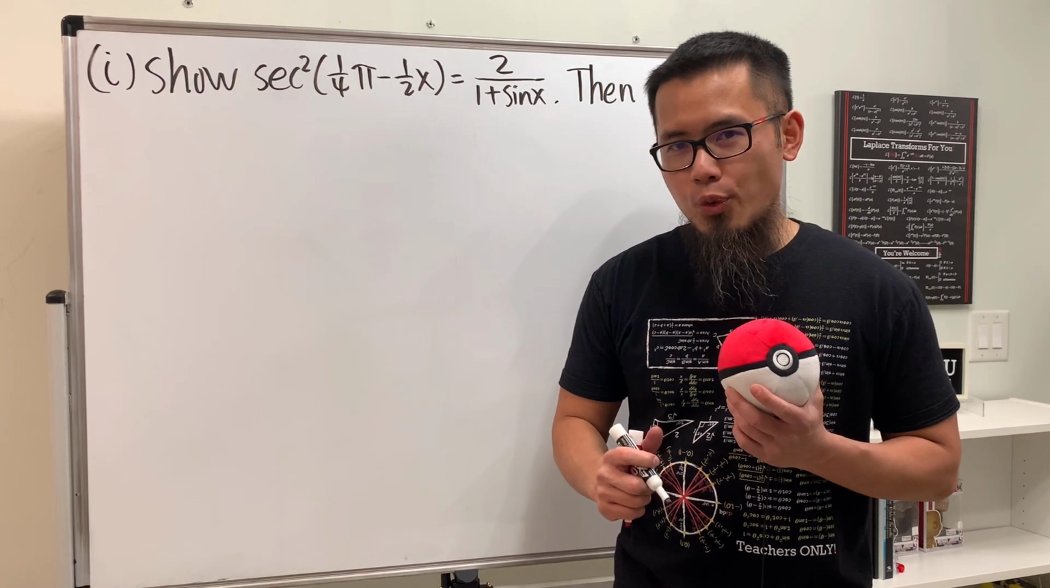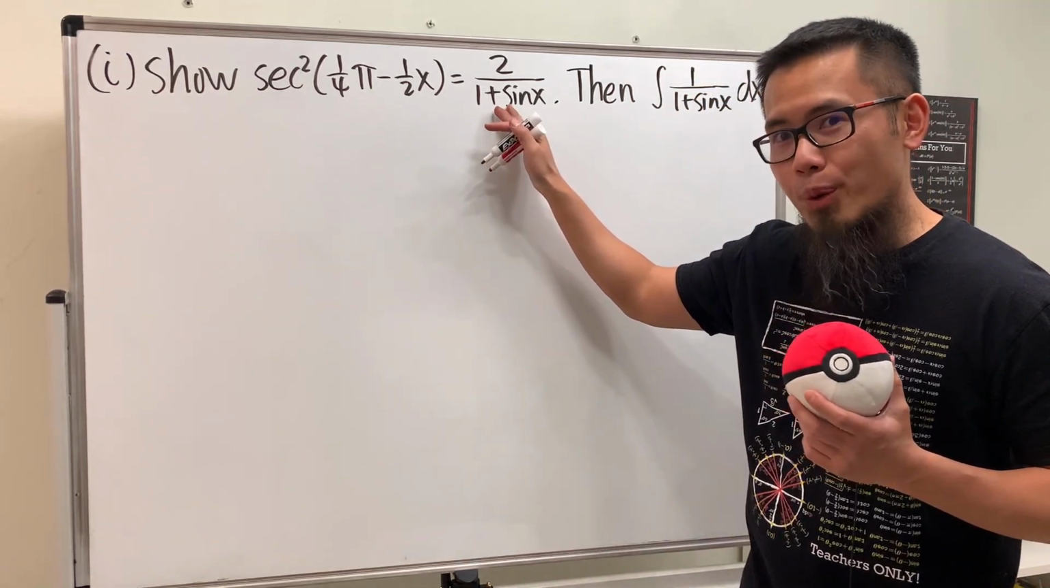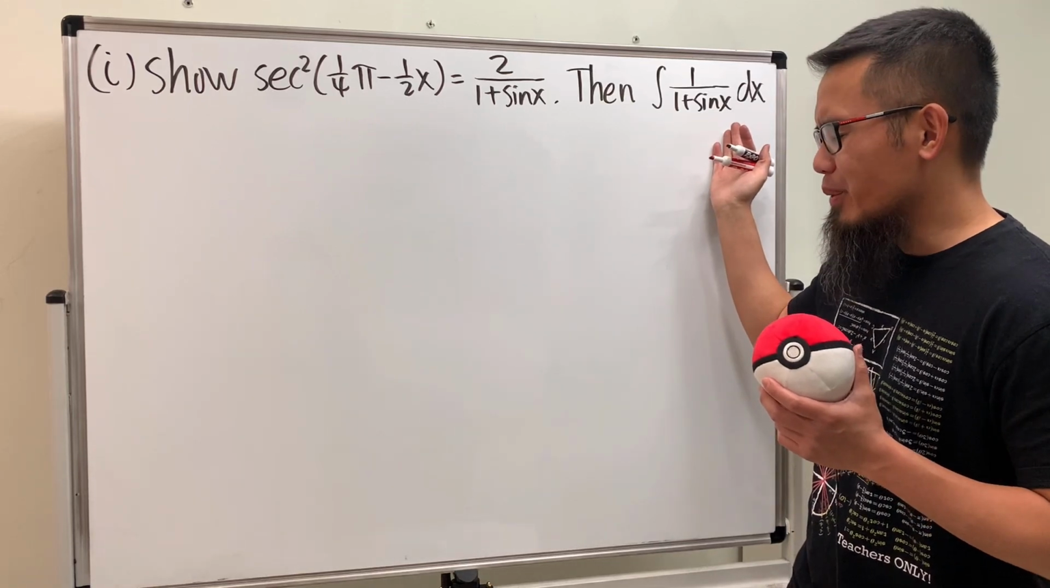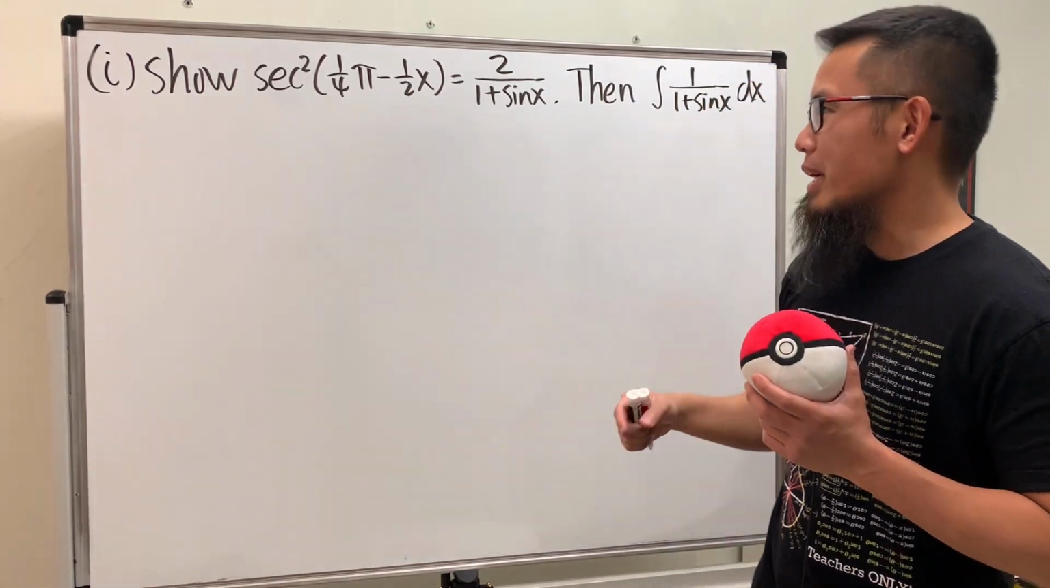So, for the first course, for part 1, we're going to first show this identity, and then we will be using this identity to do this integral. So technically, we have to do 2 parts already, don't we? Alright, anyway, let's get to work.